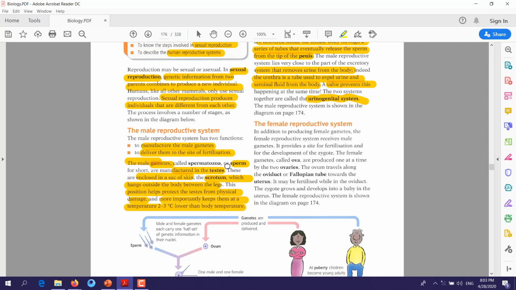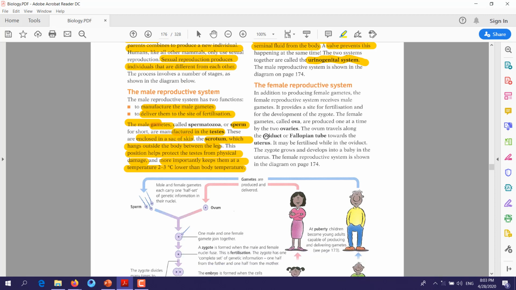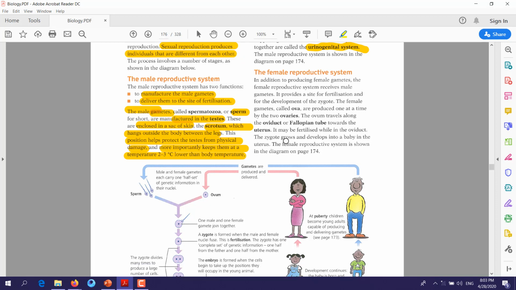Then the second part of the reproductive system is the female reproductive system. The female reproductive system also has a main function, and it has some parts. Each of these parts has its own function. Now let's talk about them in detail.